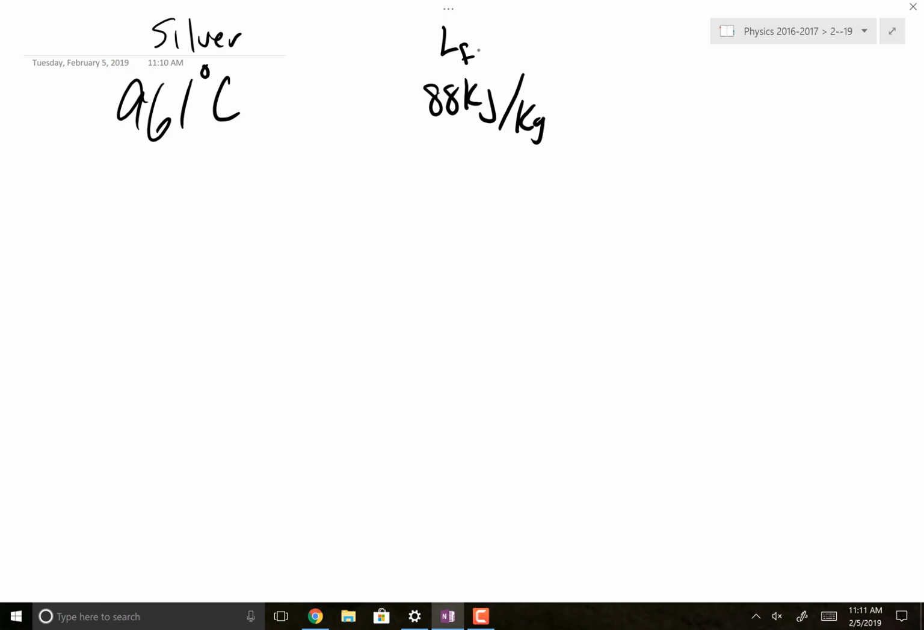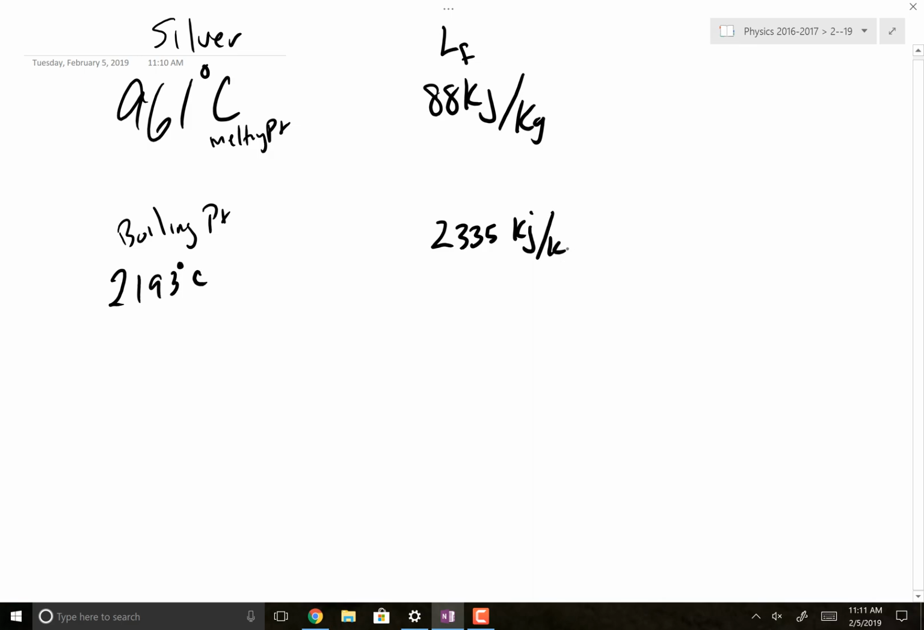And then at the top end, could we look at the silver turning from a liquid to a gas? Yeah, sure. 2193 degrees C, for instance. Say, that's your boiling point. My silver is boiling. This is the melting point. And what is the latent heat of fusion for that? Well, the latent heat of vaporization is 2335 kilojoules per kilogram degrees C.